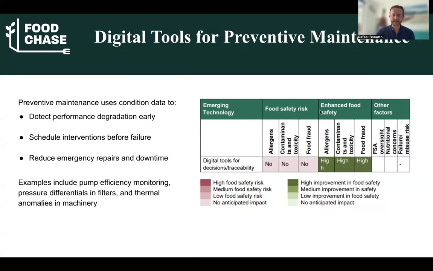This table here is part of a paper that's shared with you and shows the emerging technology and food safety risk, divided in this case by allergies, contaminations, and food fraud, and the other pillar, enhanced food safety, and other factors. And it actually qualifies the different levels from no anticipated impact to high improvement in food safety, high food safety risk, okay? Divided into different colors. This table here is good and very worth exploring to understand how you can actually use this example to qualify the risks you have on your production line, on your farm, okay?